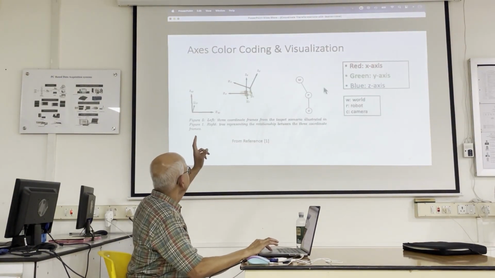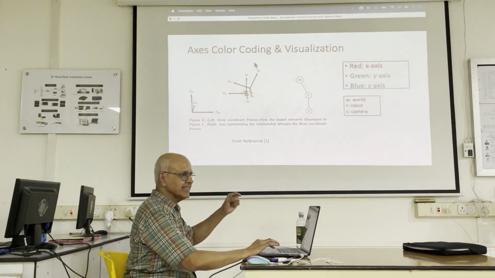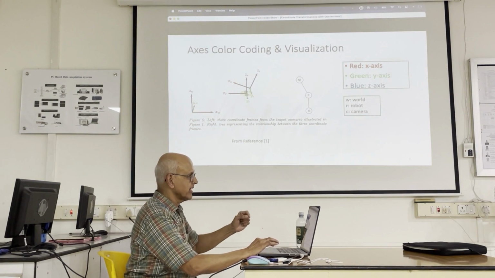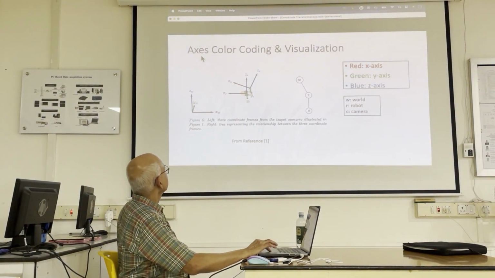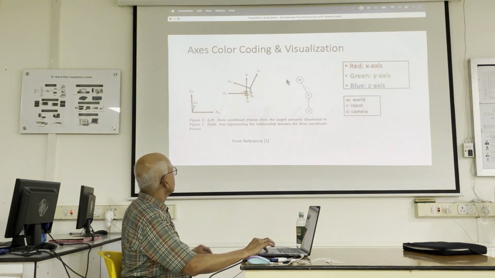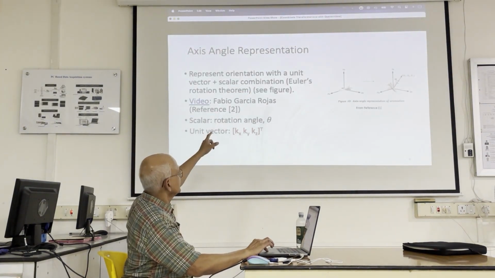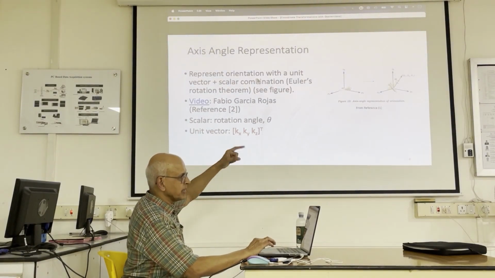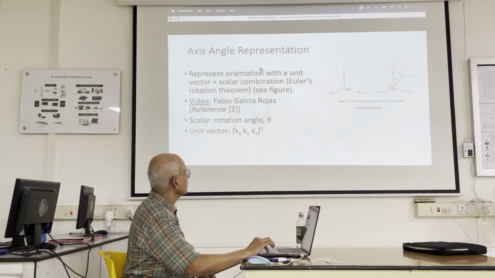Okay, so this system is different from Euler angles. It is the stepping stone to quaternions. It's called axis angle. I'm sorry, this color coding you already know. Skip this. This is what I was talking about. This is the stepping stone to the quaternion system. It's called the axis angle representation.